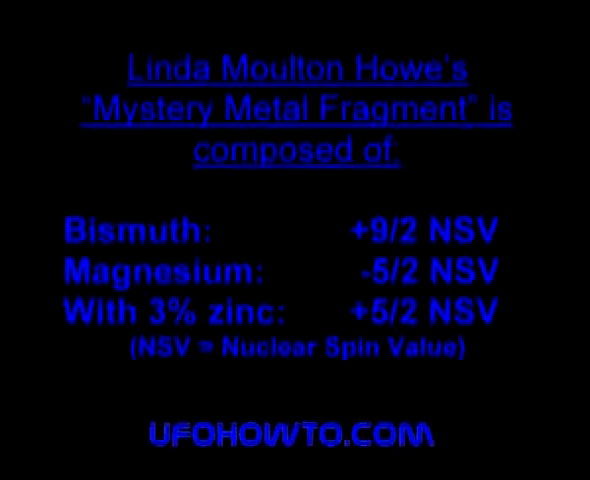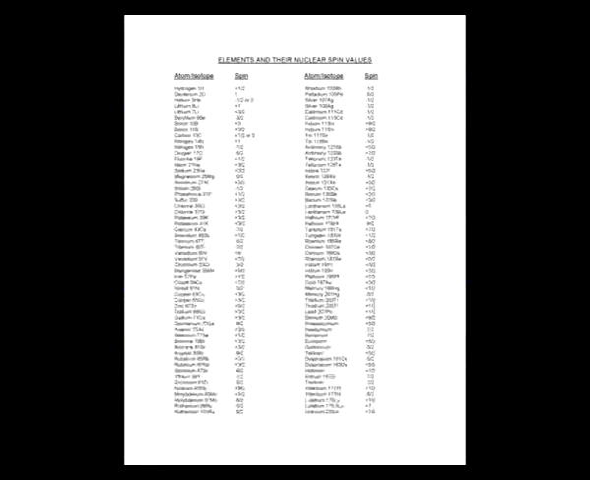The mystery metal fragment most likely did in fact come from a UFO-style craft. If you look at the materials involved, a layer of bismuth with a positive 9/2 odd nuclear spin value, magnesium with a negative 5/2 nuclear spin value, and even the trace amounts of zinc at less than 3% with a positive 5/2, do indeed create the differential that is most effective for creating the electrogravitic effect. The higher the differentials involved, and the greater the odd nuclear spin value, the greater the effect.